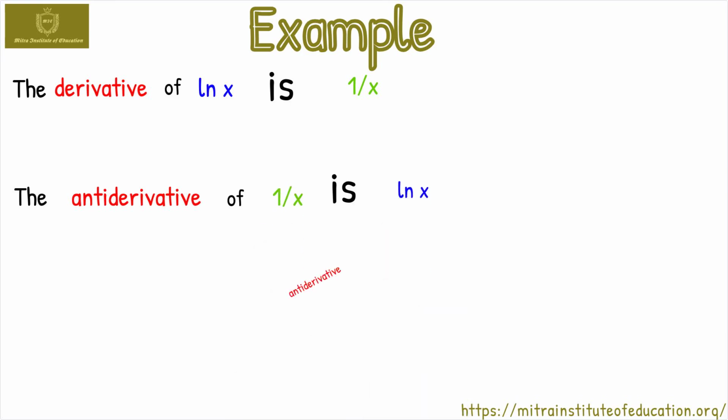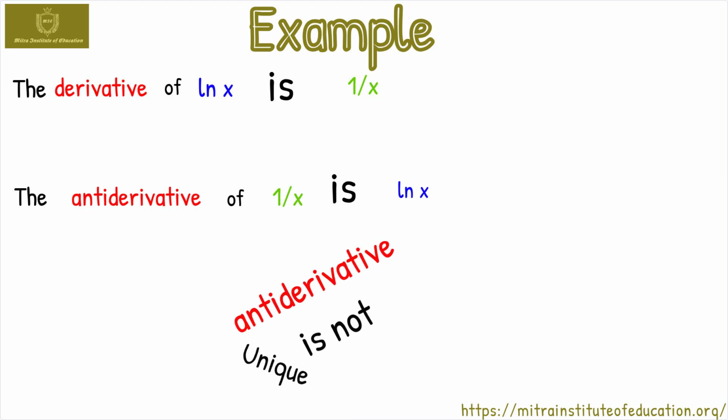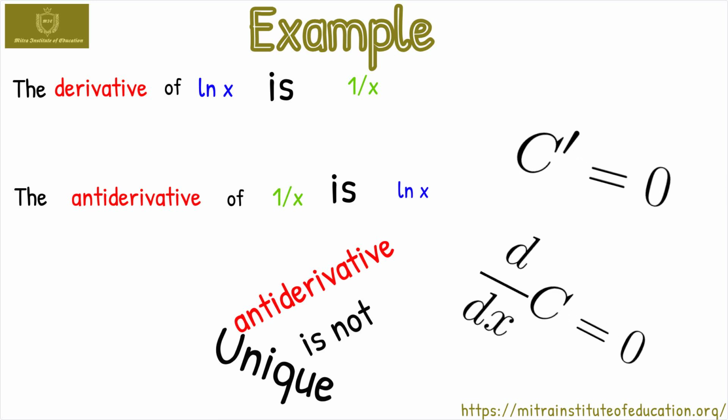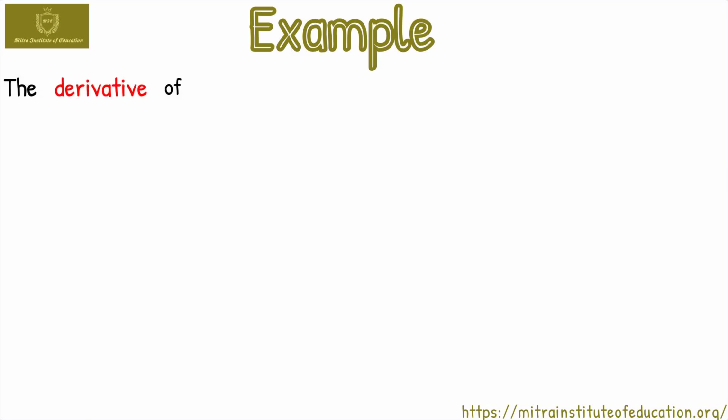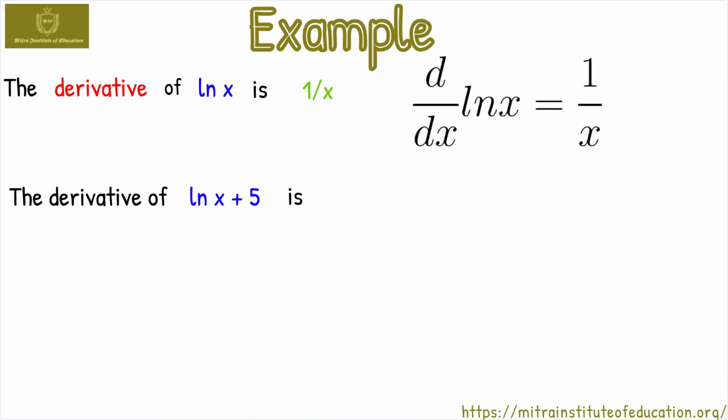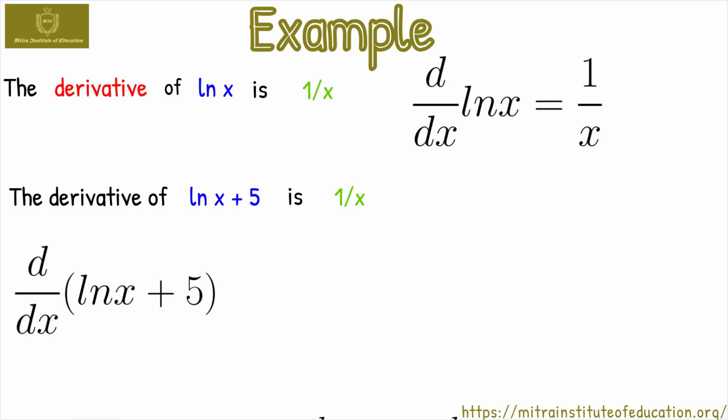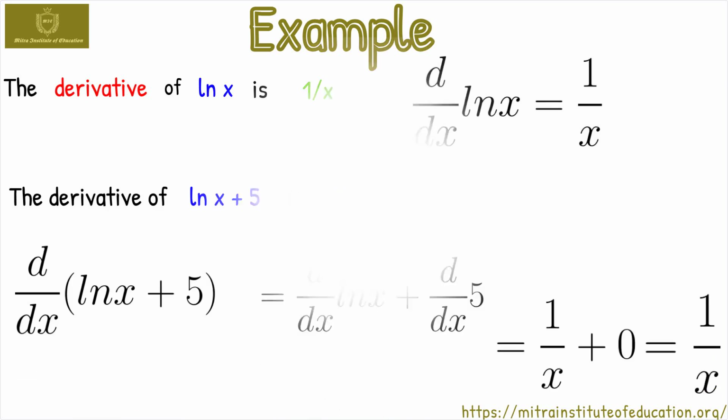Sounds simple, right? But here's the twist, antiderivatives are not unique. Why? Because the derivative of any constant is 0. For instance, the derivative of the natural log of x is 1 over x. The derivative of the natural log of x, plus 5, is also 1 over x.